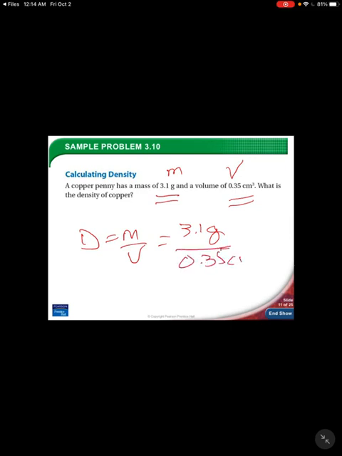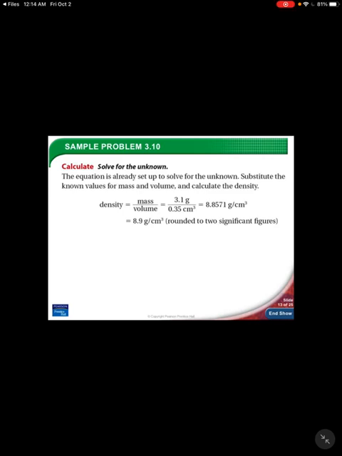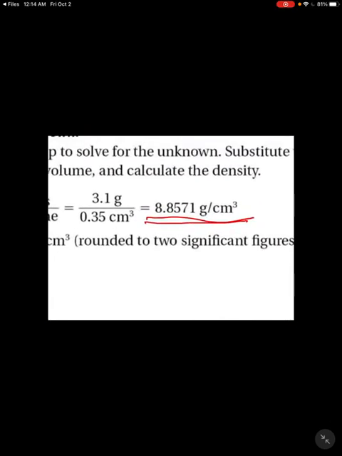So, if we look at some sample problems real fast and get through this, if I have a copper penny and it weighs 3.1 grams, that's its mass, and it has a volume of about a third of a cubic centimeter, 0.35 cubic centimeters or milliliters, then my density, which equals mass over volume, is going to equal 3.1 grams per 0.35 cubic centimeters, and that will give you your density in grams per cubic centimeter or grams per milliliter, those being the same thing.